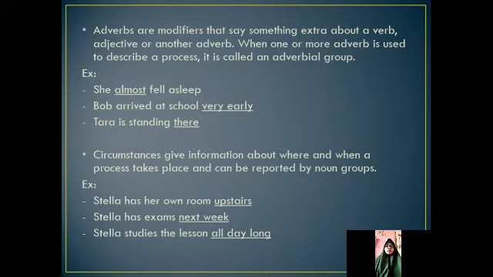Third, circumstances give information about where and when a process takes place and can be reported by noun groups. Example, Stella has her own room upstairs. The word upstairs is the additional information about her own room. Stella has exam next week. Next week is the additional information about when Stella's exam is. Stella studies the lesson all day long. All day long is the additional information about when Stella studied the lesson.